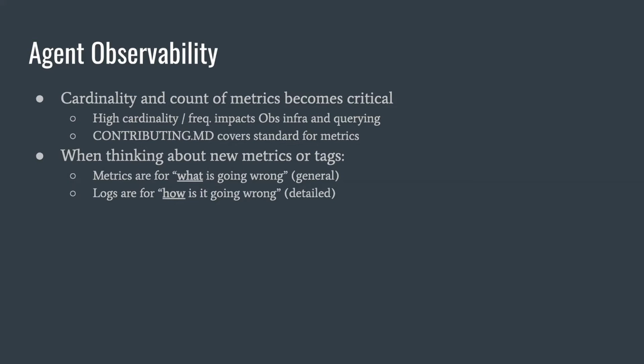The contributing doc covers some nice standards on pitfalls to avoid when you are defining your metrics. If you ever do want to introduce new metrics or new tags to existing metrics, the thing to always keep in mind here is that metrics are for the general what is going wrong in the world, and then logs are for how is it going wrong, to provide those details. So if you do want to add more details to a metric, think about what is the increase in cardinality here, because at very large scale, that does start hurting observability infrastructure.